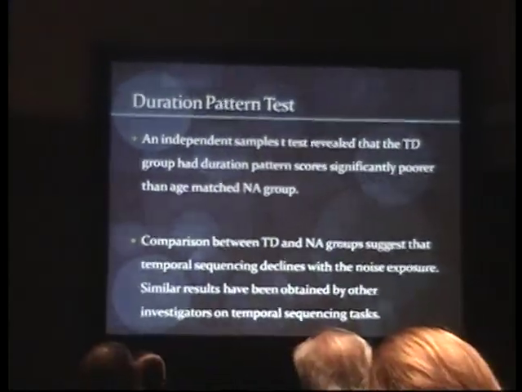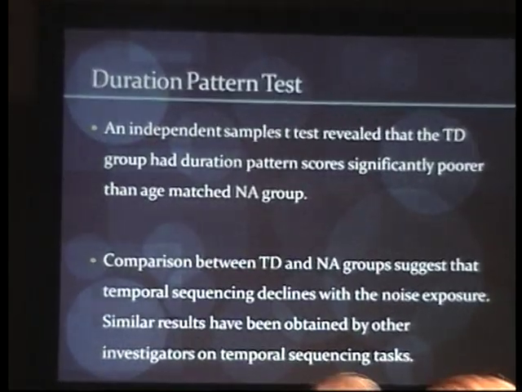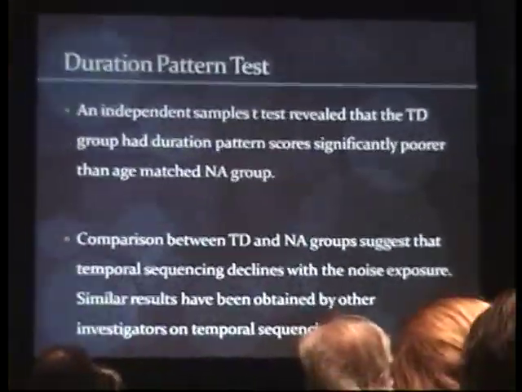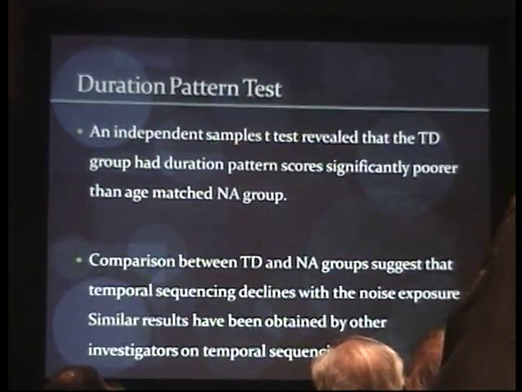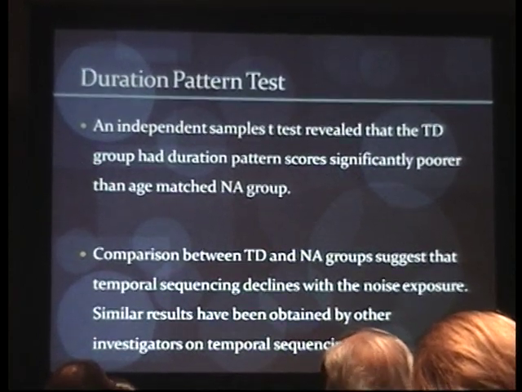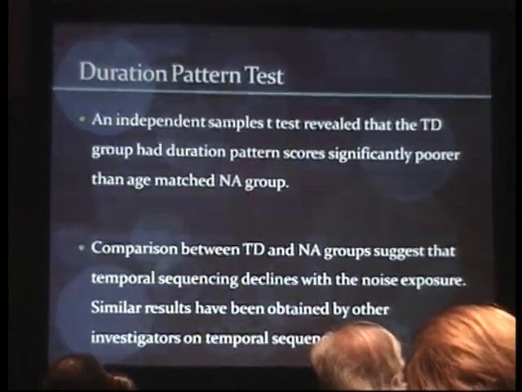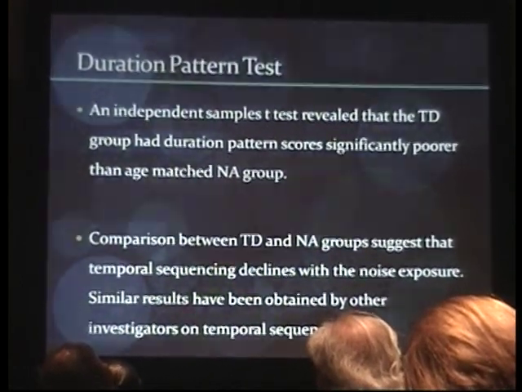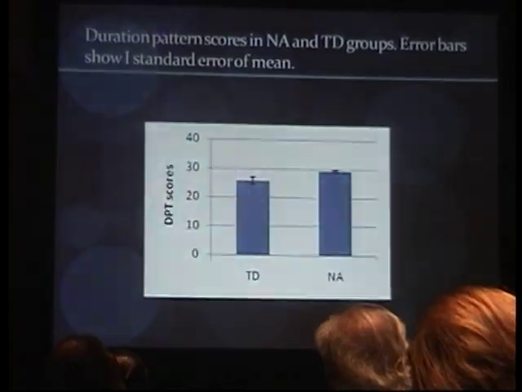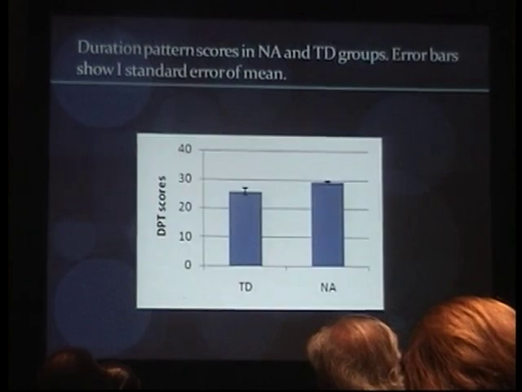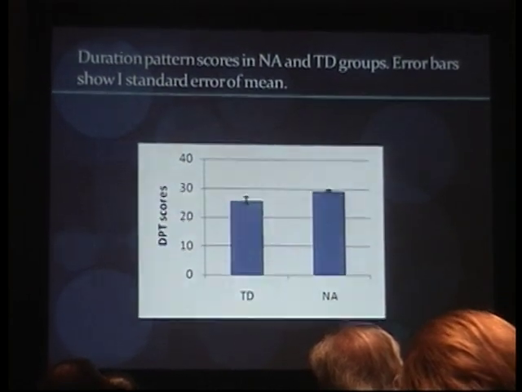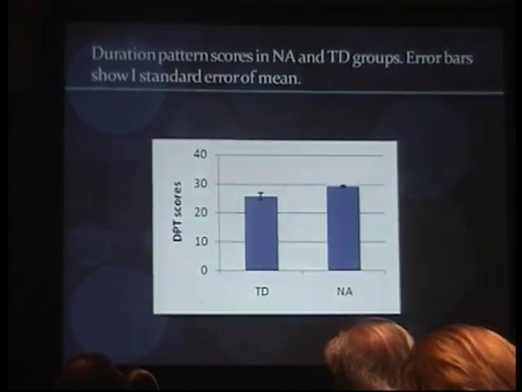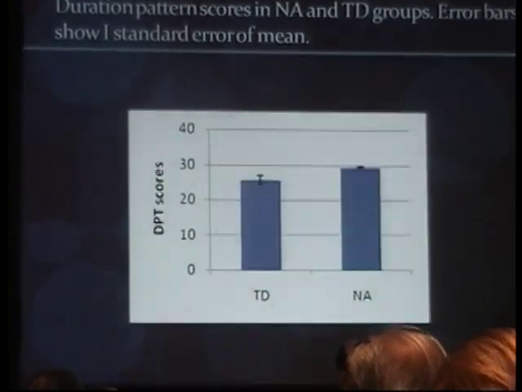And in the third temporal processing test, that is the duration pattern test, an independent samples t-test revealed that the train drivers group had duration pattern scores significantly poorer than the age-matched normal adults. The comparison between both the groups suggests that temporal processing declines with noise exposure. Similar results have been found by other investigators too in temporal sequencing tasks. In the diagram, you can see that the train drivers have scored lower than the control group, which clearly shows poorer duration pattern performance.